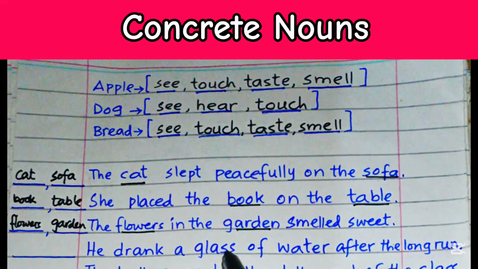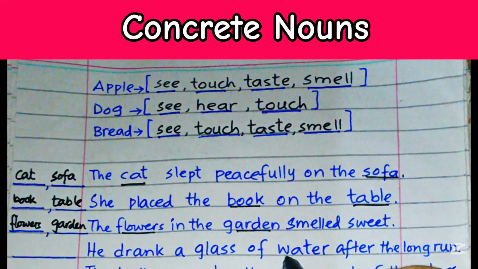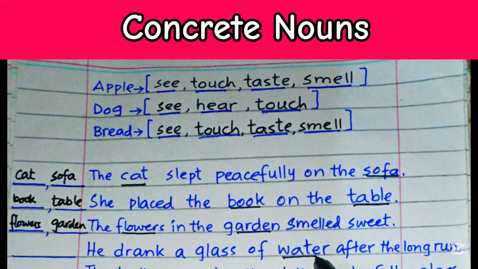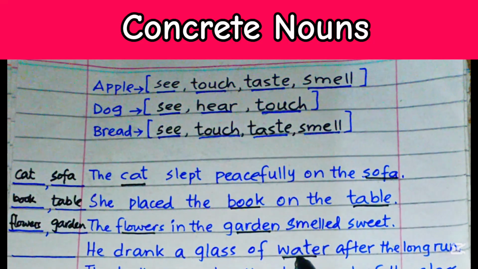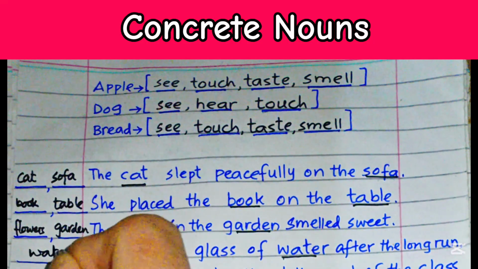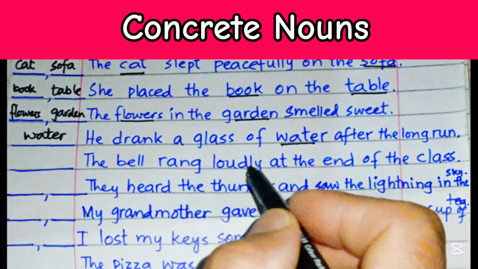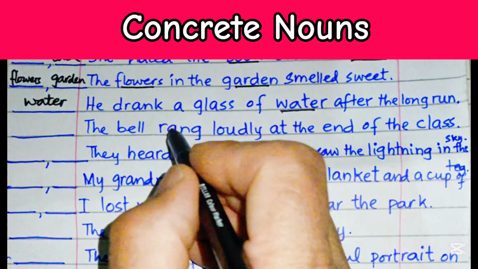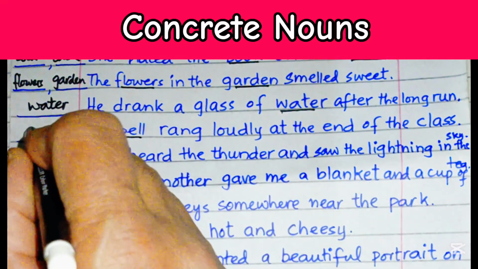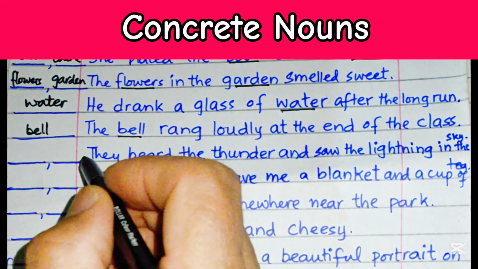He drank a glass of water after the long run. So over here, water is the best example in this sentence of a concrete noun. The bell rang loudly at the end of the class. So over here, the word bell is a noun, and it is a concrete noun in this sentence.